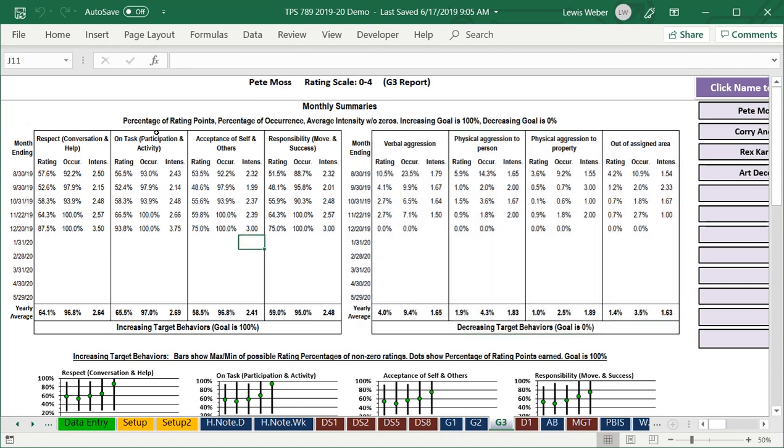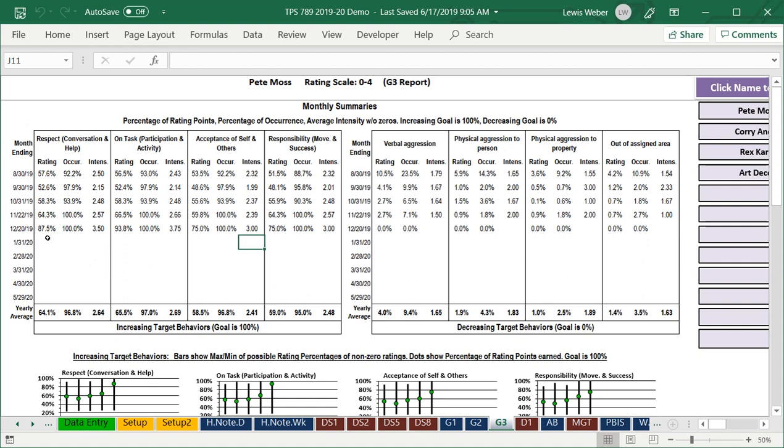Okay, so rating, percentage of rating points, percentage of occurrence, average intensity without zeros, and increasing goal is 100% and decreasing goal is 0%. All right, let's see what all that means. So for each target behavior, we have a rating percentage of rating points.